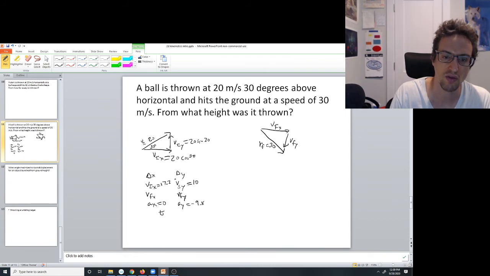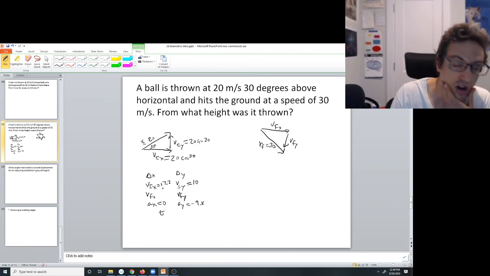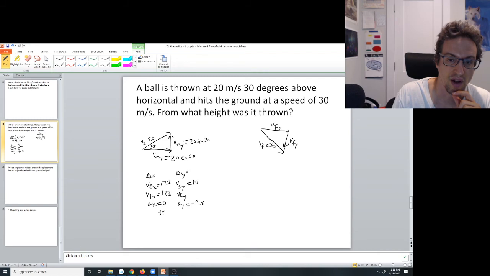Now, looking at this, we don't have anywhere near enough information to do kinematics in either of these directions. But we do have one thing. If acceleration x is 0, this just means V final x is 17.3. Still, I can't find time. And by the way, I'm trying to find change in y. I still can't find time because this combination of three variables doesn't let you solve for anything else. So I can't find time.